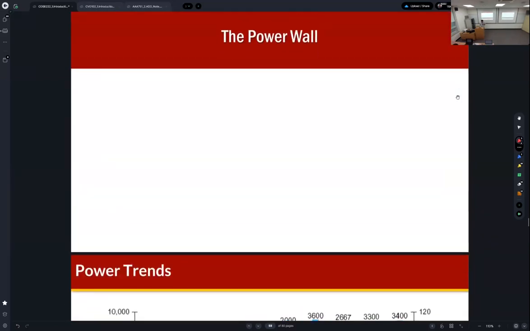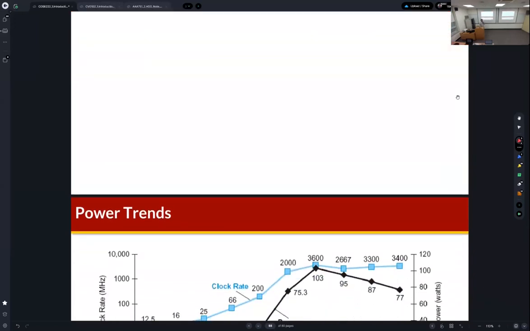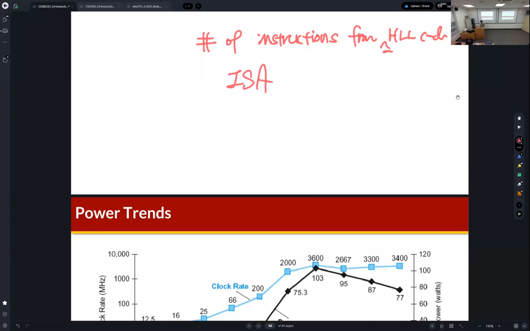So I will put this blank. It's not powerful. Why? Sometimes the terminology MIPS can mislead us in the wrong direction. Why? Because the number of instructions from high level language code can be different by what? It can be different by ISA. Also, compiler.